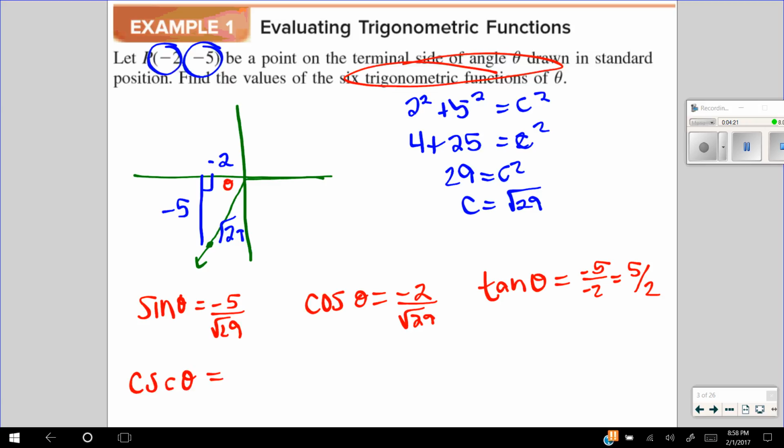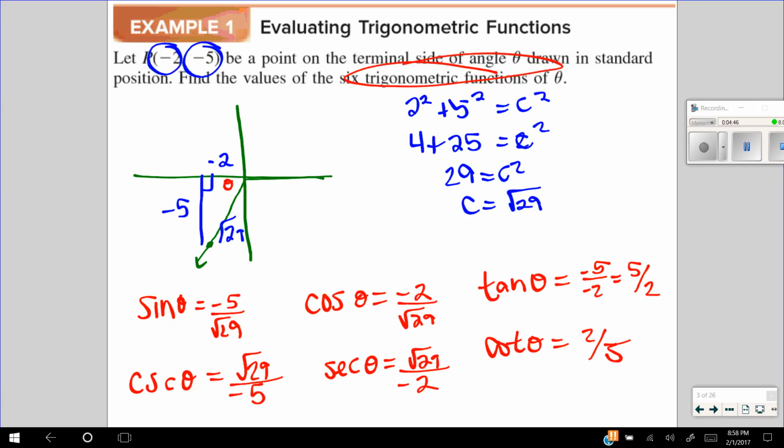Cosecant is the reciprocal of sine, so square root of 29 over -5. And it really doesn't matter where the negative goes as long as there is a negative. Secant of theta is the reciprocal of cosine, so square root of 29 over -2. And cotangent of theta is the reciprocal of tangent, so 2 fifths. Okay? So there we have all 6 trig functions.